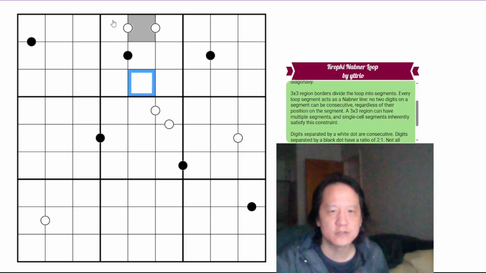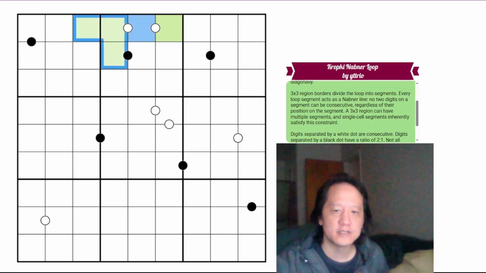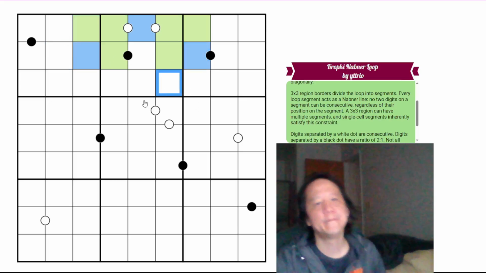We'll mark that as blue, actually. And these two must be part of the loop. And to enter in and exit out, it has to be this way, and to enter in and exit out, it has to be that way. So this can never be part of the loop because it would be touching itself, so neither can this. Okay.